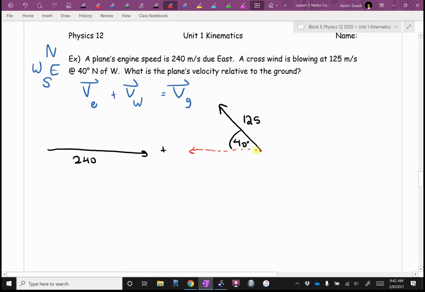So I'm going to break this up into Vx and Vy. That 125, opposite, adjacent, or hypotenuse? What about Vx? I forgot color. Sorry. What about Vy? Okay, what do you want to find first, Vx or Vy? I don't care. Okay, which trig function?